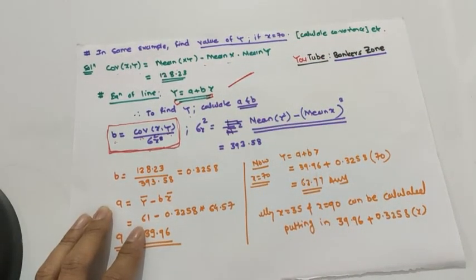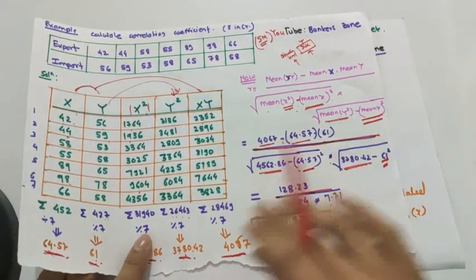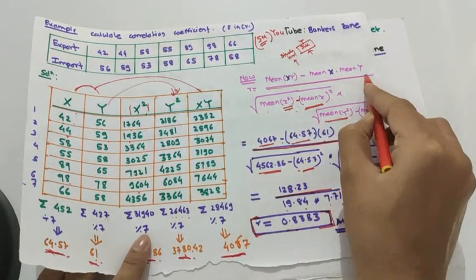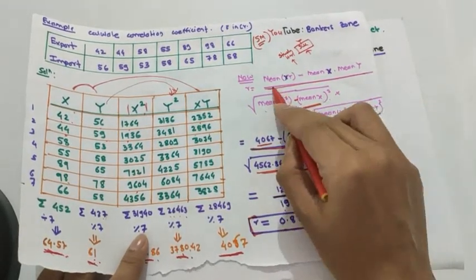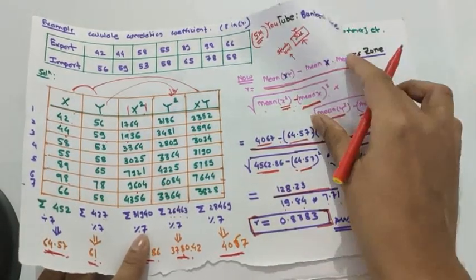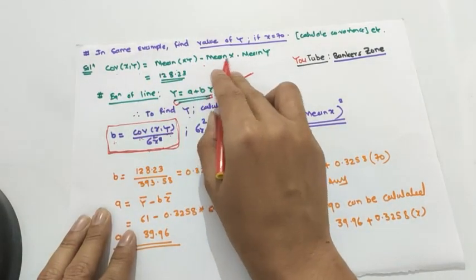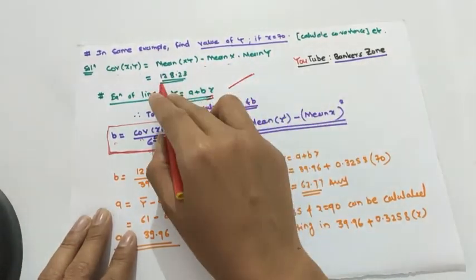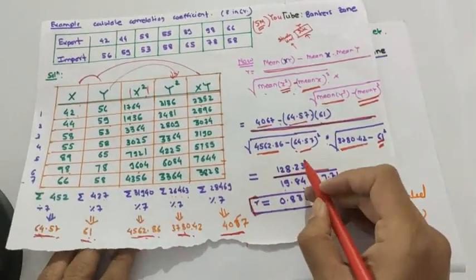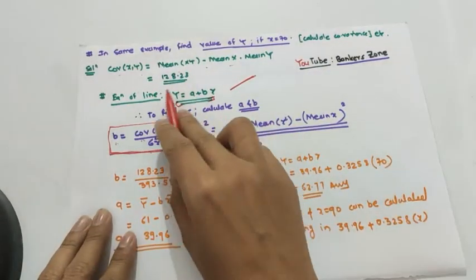In the last example we have already calculated the covariance, but we were not aware that we were calculating it. While calculating the coefficient of correlation, the upper numerator part is your covariance, that is mean of xy minus mean of x into mean of y. It is 128.23. So covariance we have already calculated.